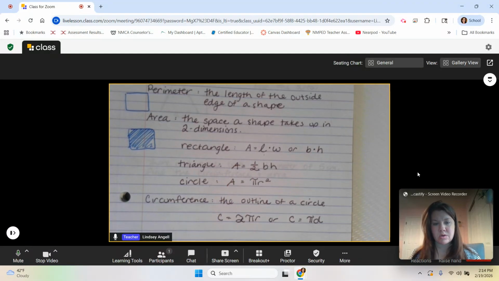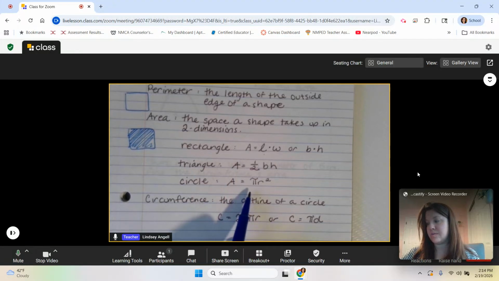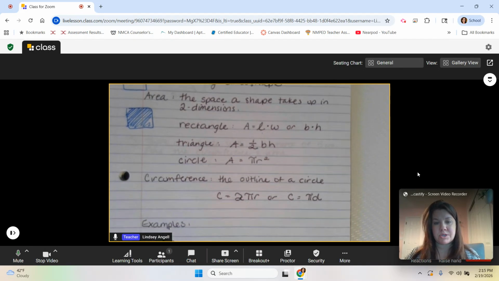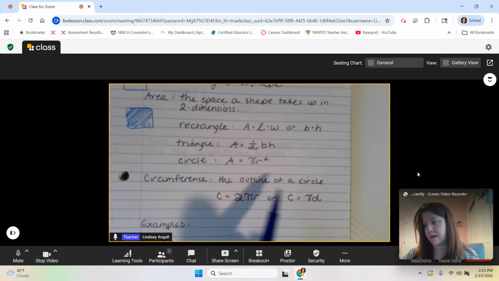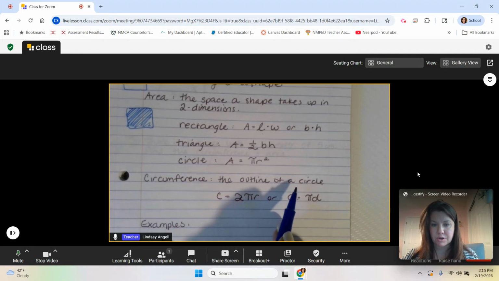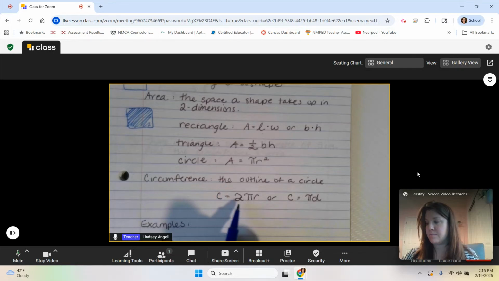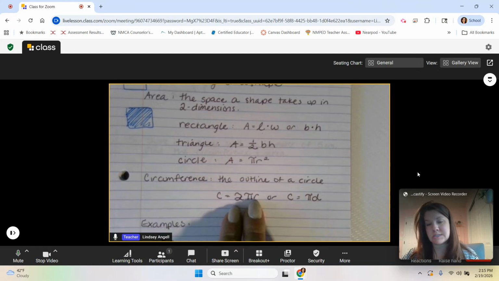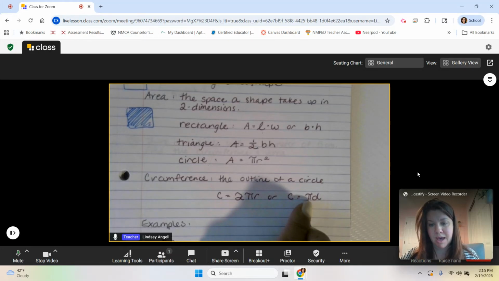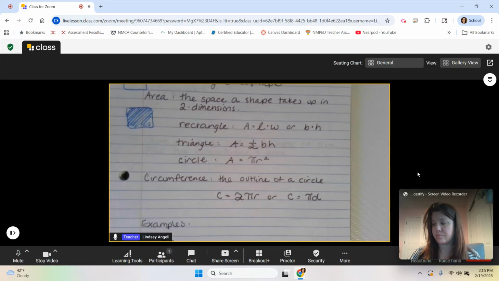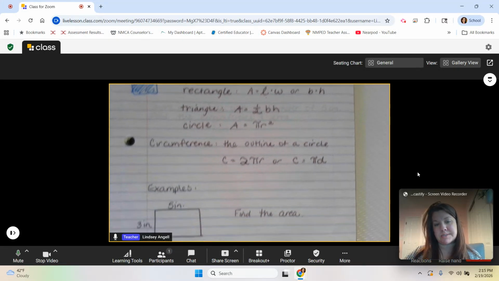And then circle, area is equal to pi times the radius squared. Now circumference is equal to the outline of a circle, right? So it's a fancy word for the perimeter of a circle, okay? And it's found by doing 2 times pi times the radius, or since 2 times the radius is the same thing as the diameter, we can also write it as pi times the diameter. So let's go through some examples.